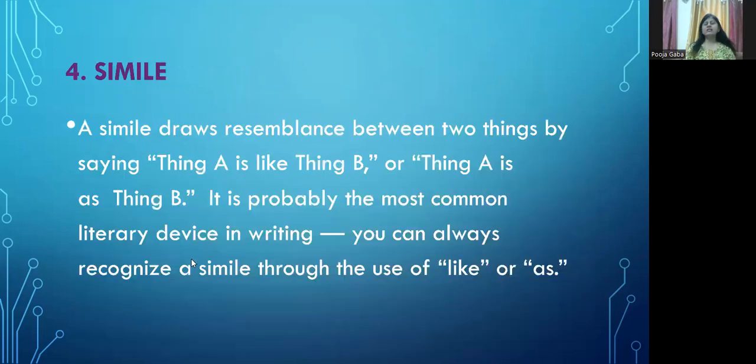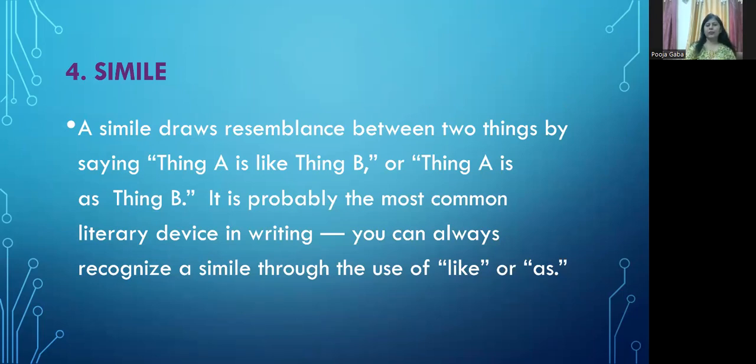The next one is simile. This is again a very commonly used literary device which is normally used in poems. Now here we have a comparison between two things. We normally say thing A is like thing B, or thing A is as thing B. Here thing A is compared with thing B using the words like or as. Now this is a common recognition of this simile when we find the comparison by using the words like or as.